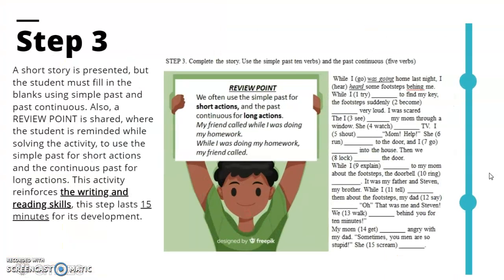For the third step, a short story is presented, but the students must fill in the blanks using simple past or past continuous. Inside the sheet, it is indicated that there are 10 verbs in past simple and 5 verbs in past continuous. Also, as you can see, there is a review point shared in the worksheet where the students are reminded while solving the activity: the use of simple past for short actions and the past continuous for long actions. This activity reinforces writing and reading skills, and this step lasts 15 minutes for its development.